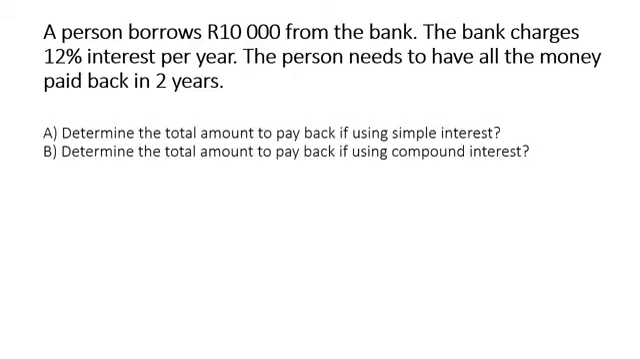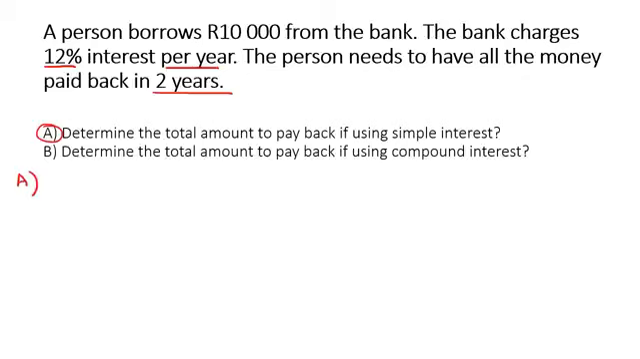A person borrows 10,000 Rand from the bank. Okay, so now this is where interest is bad, because you're going to borrow 10,000 Rand, but then you're going to end up paying back more. So this is where interest is not good, because now it's making you have to pay back more money. The bank charges 12% interest per year. The person needs to have all the money paid back in 2 years. Question A. Determine the total amount to pay back if we use simple interest.